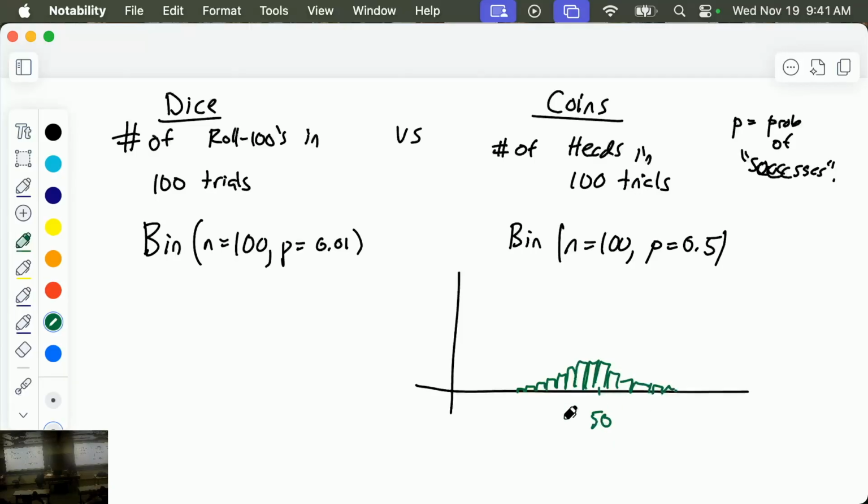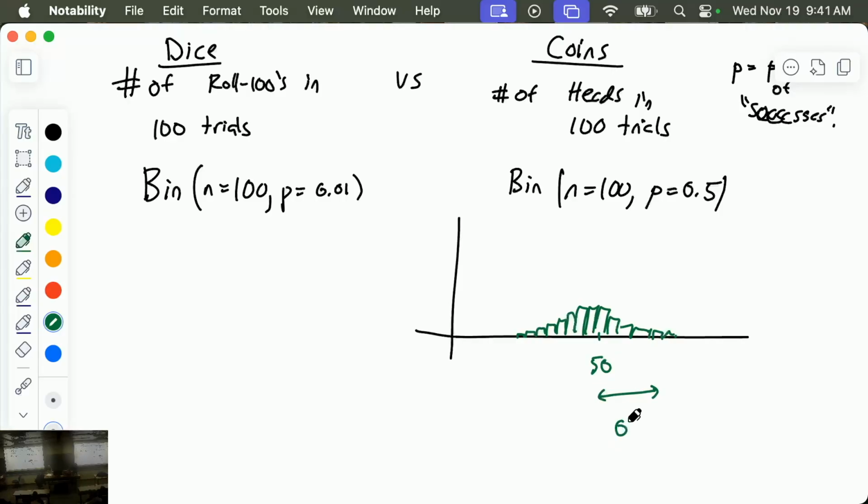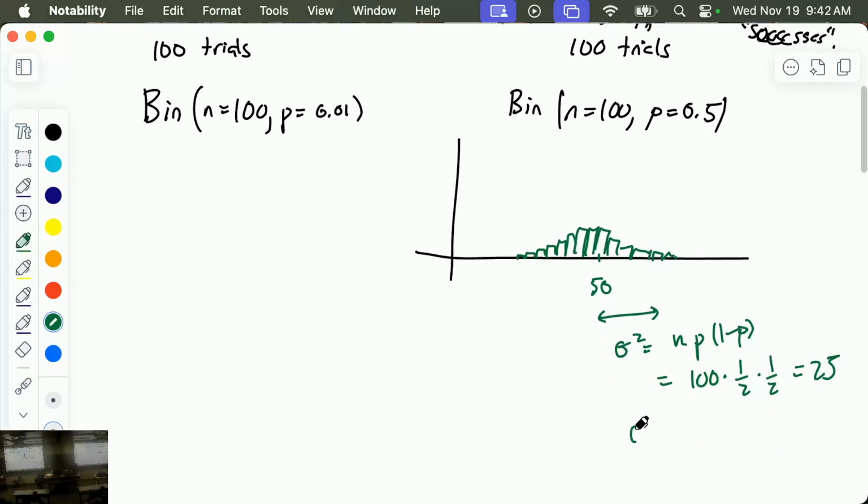And we saw that. In fact, you could calculate the standard deviation here. I believe it will work out to be 5. The variance is n times p times 1 minus p, like we talked about last class. 100 times a half times a half is 25. And if the variance is 25, then the standard deviation is 5. So one standard deviation is to 55 and to 45. So that's the kind of thing we were doing last class, these kinds of approximations.